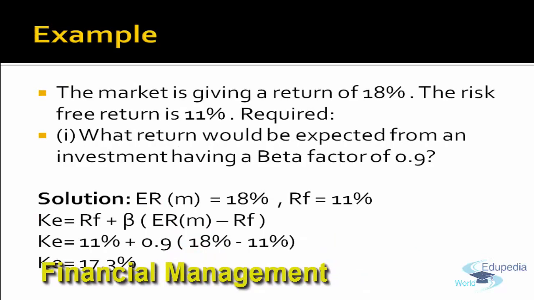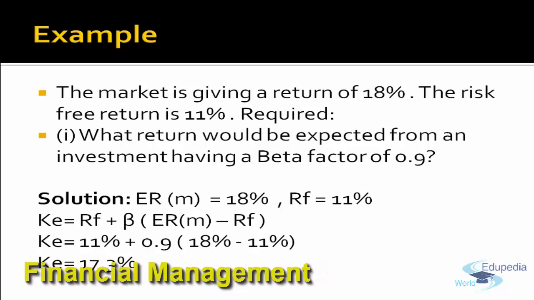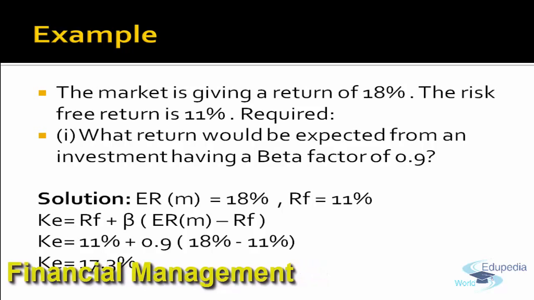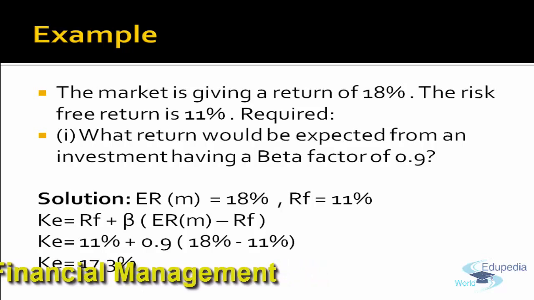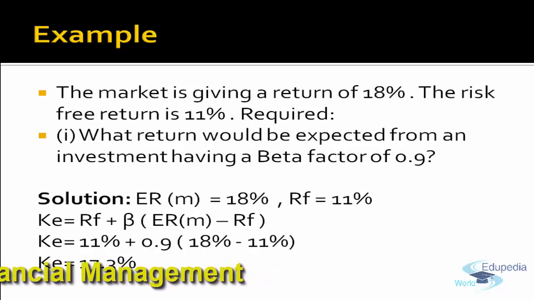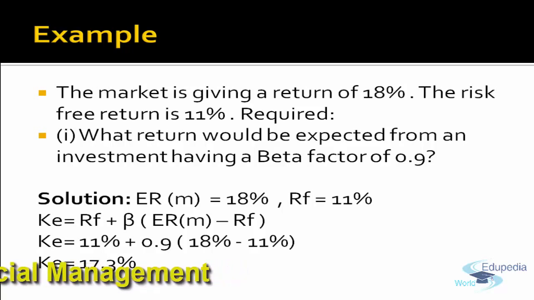Let's do one example. The market is giving a return of 18%. So this is the market return. The risk-free return is 11%. So how do you compute the premium? You're getting 18% from the market. Your risk-free return is 11%. So the premium amount is 7%.